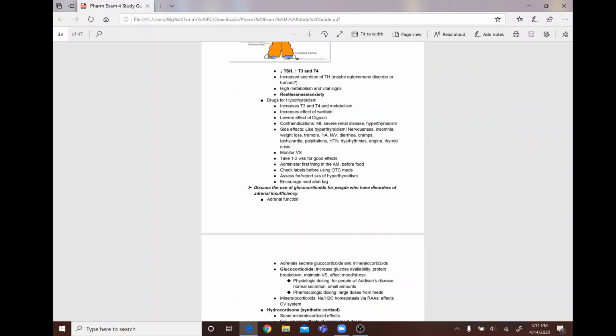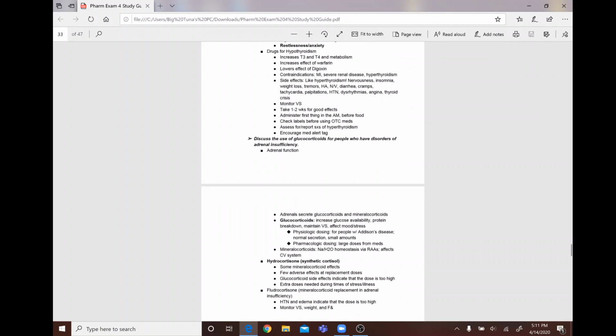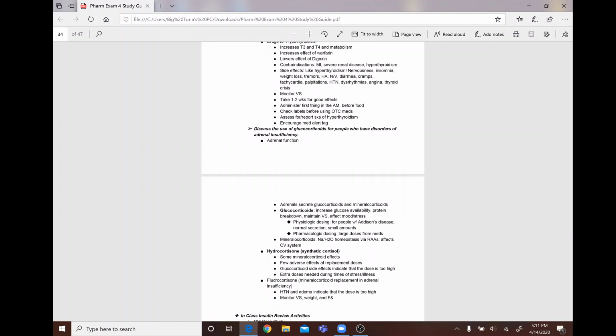You want to monitor vital signs. It takes 1 to 2 weeks for good effects. Administer first thing in the morning before food. Check labels before using over-the-counter meds, assess for and report signs of hyperthyroidism, and wear a med alert tag.